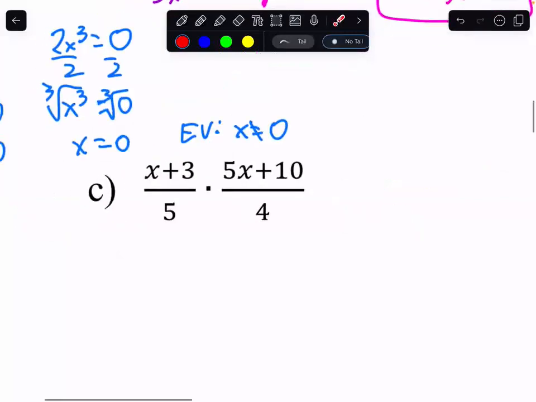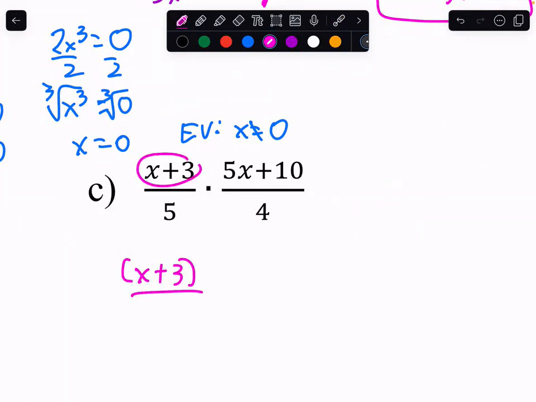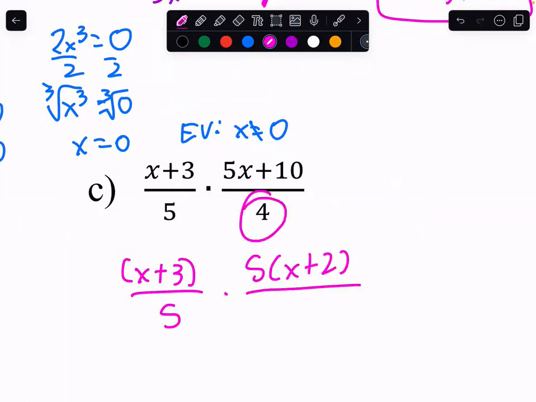So for this first one, x plus 3, it's already, again, 1x to the 1st power. You can't split it up, so just keep it the same. I will put parentheses around it because, again, each part of the fraction is like a unit. The 5 is just a monomial, keep it. Here I can do something, 5x plus 10, there's a GCF of 5. And then the 4 is just a monomial.